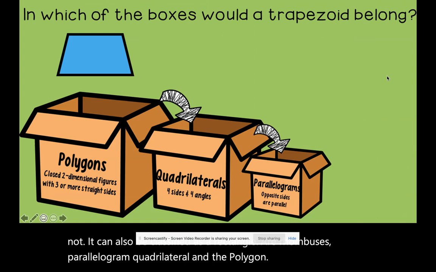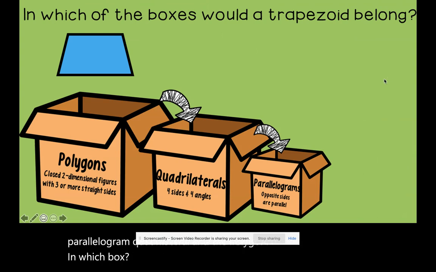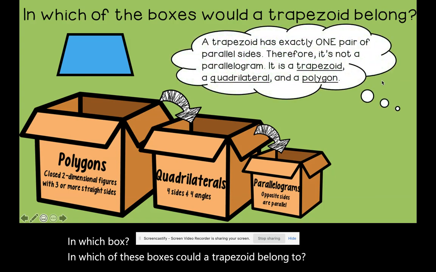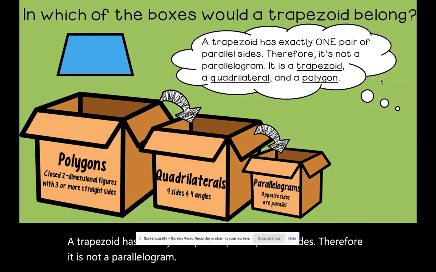In which of these boxes could a trapezoid belong to? A trapezoid has exactly 1 pair of parallel sides. Therefore, it is not a parallelogram. It is a trapezoid, a quadrilateral, and a polygon.